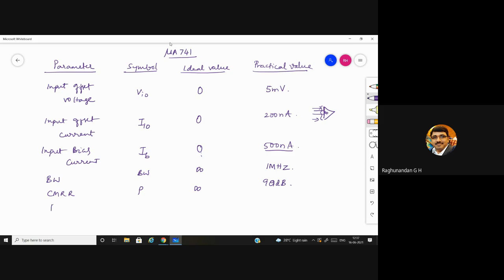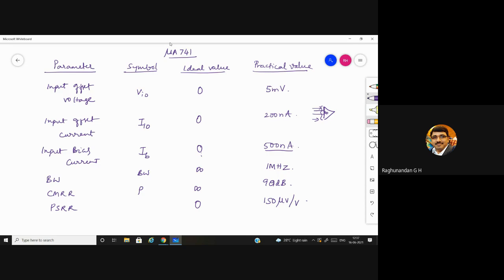Coming to the PSRR, power supply rejection ratio, ideally it is 0. That means there are no changes or variations. But practically it is 150 microvolt per volt. So 150 microvolt will change at the input offset level for a 1 volt change in VCC or VEE.